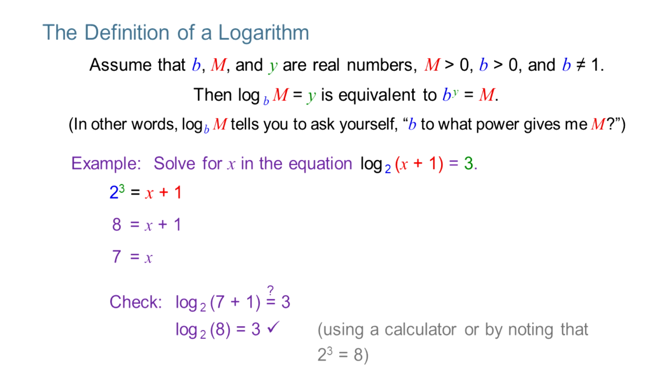As you can see, this gives me log base 2 of 8 is equal to 3. I'll talk about how you can use your calculator to type this in at the end of this lesson, so for now, I'll just note that I can change this equation to exponential form by writing 2 to the third power is equal to 8. Since that is a true statement, I can conclude that my answer of x equals 7 must be correct.